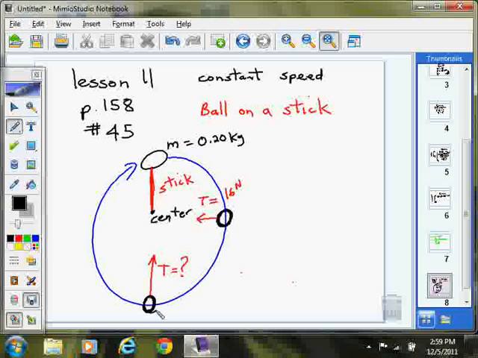Well, since it's constant speed... no, it's circular motion, though. And remember, with circular motion, even if something has a constant speed, it has a centripetal acceleration towards the center.